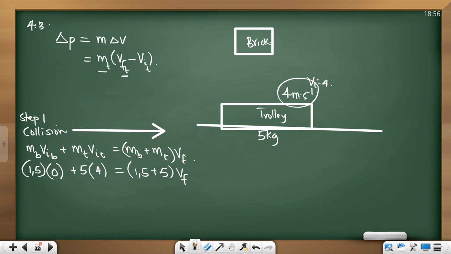Now we don't know the final velocity. Let's do simple math. That is 0 there. This will give us 20. This would give us 6,5 Vf. Is somebody giving me an answer quickly? Final velocity. Somebody, 20 divided by 6,5. We are done.